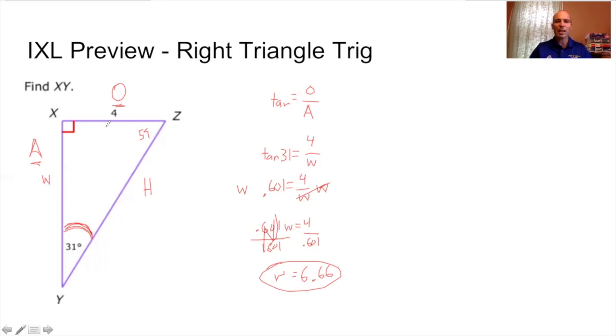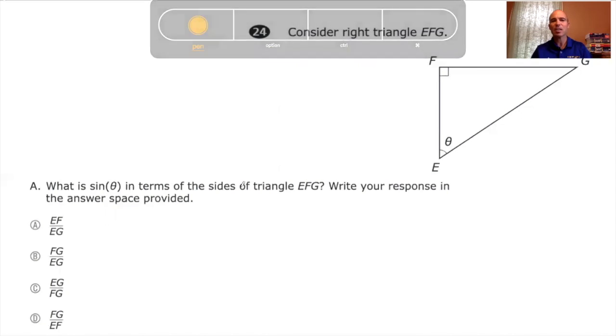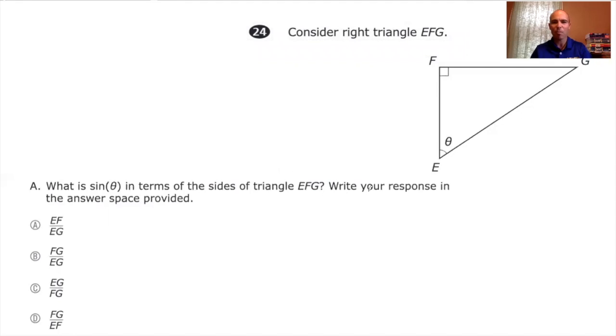So, anyway, that's that. Here is an actual MCAS problem that is asking us to apply what we know about right triangle trig. What is the sine in terms of the sides of EFG? Write your response in the answer provided. So the sine of this angle is the opposite over the hypotenuse. The opposite is FG, over the hypotenuse, which is EG. Is that an answer choice for us? FG over EG, oh yeah, B, there we go.